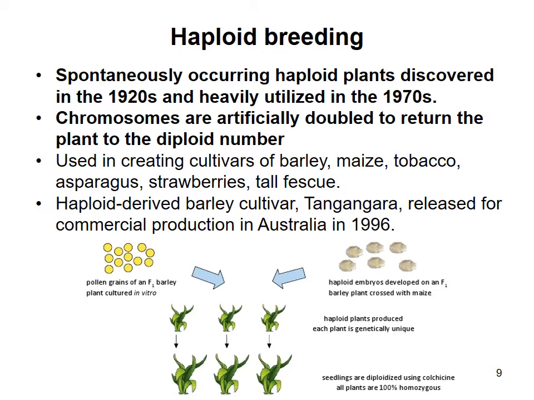And this type of plant is valuable because the chromosomes that were created by the artificial doubling are exact copies of the chromosomes that were originally present in the haploid plant. In other words, the plants are 100% homozygous at every locus. Haploid plants have been used in creating cultivars of barley, maize, tobacco, asparagus, strawberries, and tall fescue grass. But often these plants are more useful in basic research than in commercial applications.